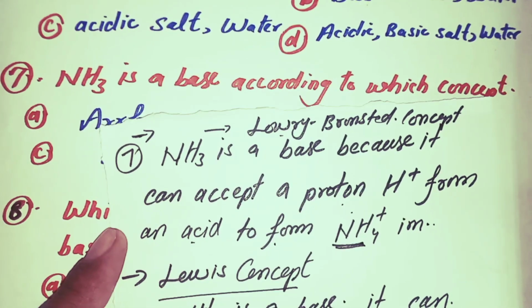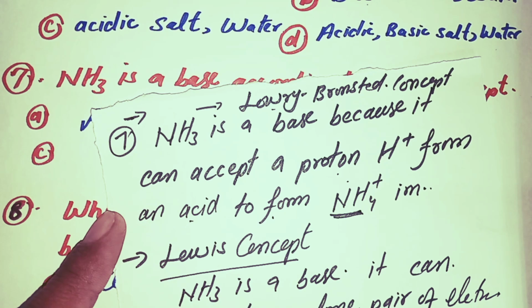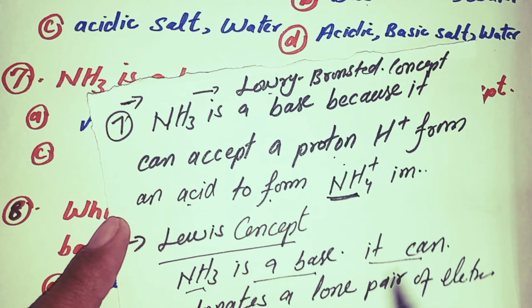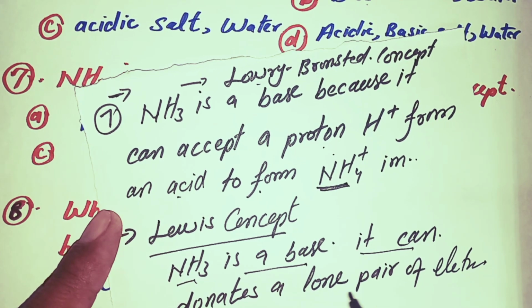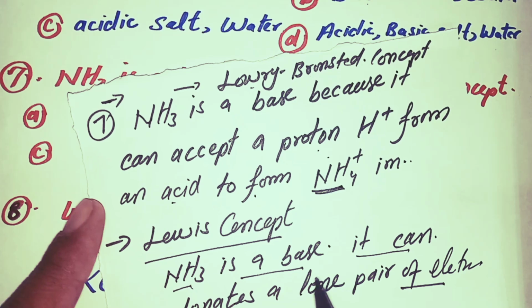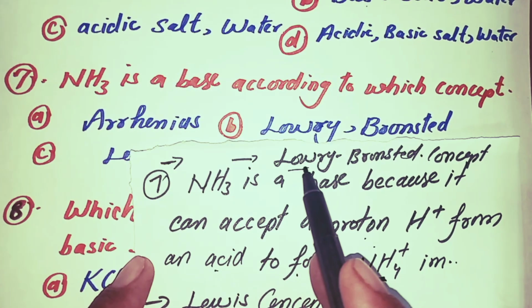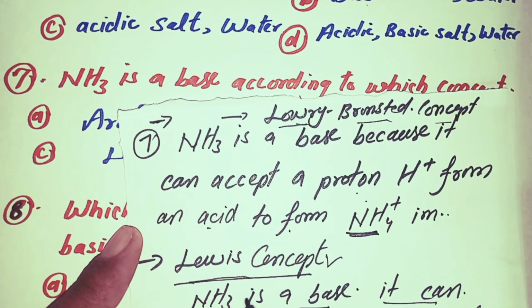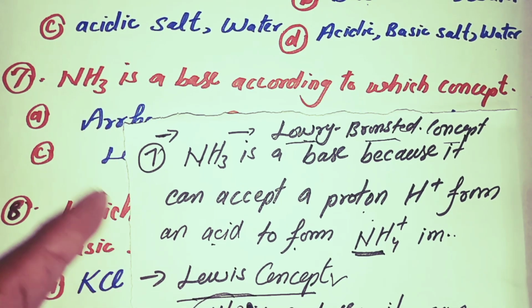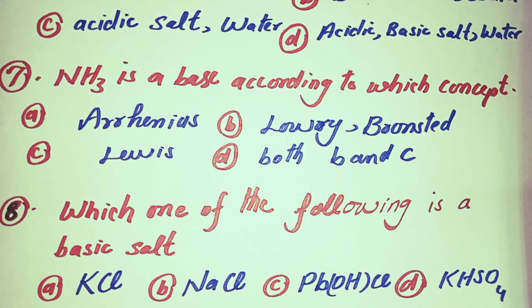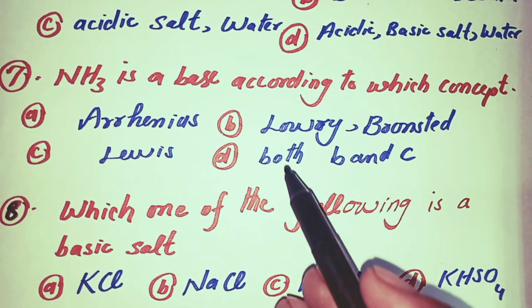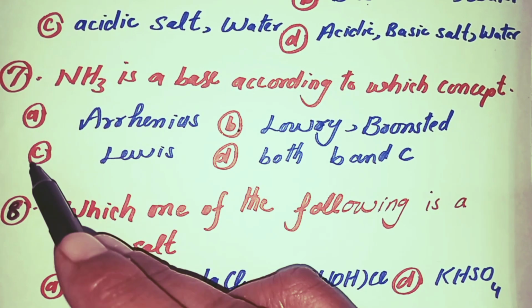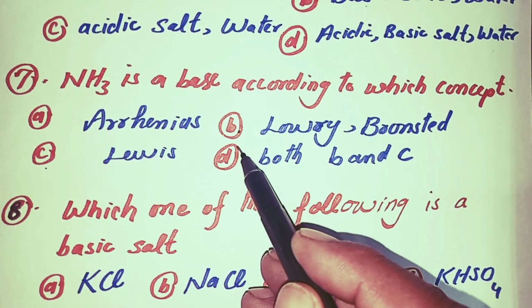Similarly, according to the Lewis concept, ammonia is a base because it can donate a lone pair of electron. So, according to the Lowry-Bronsted concept and according to the Lewis concept, ammonia is a base. So the option D, both B and C are correct.